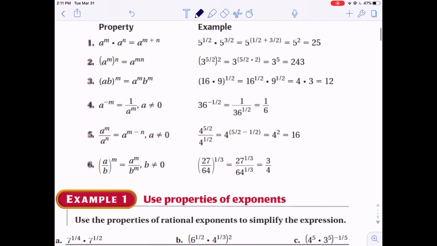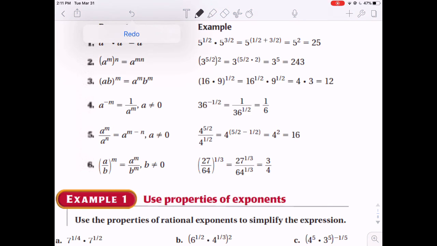Also, when you have different bases, this is number 3, you just distribute the exponent to both the bases. There's a and b, and they both have that m now above it. And what else we got? Oh yeah, negatives. Whatever you have for negative, you push it from numerator to denominator or vice versa. That's shown in number 4.